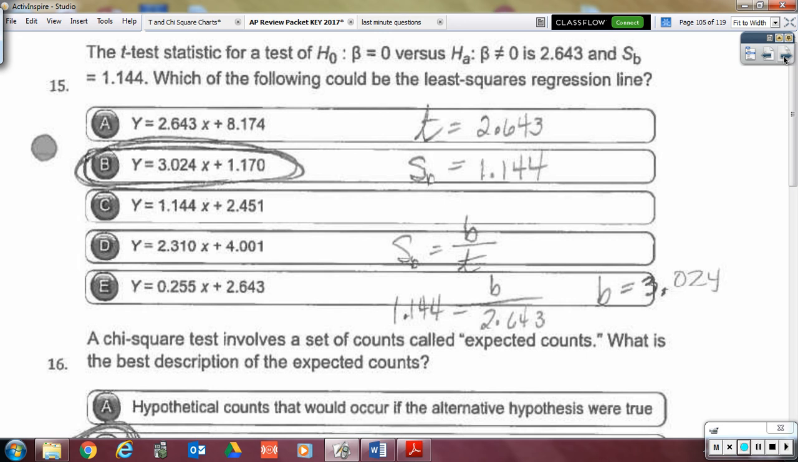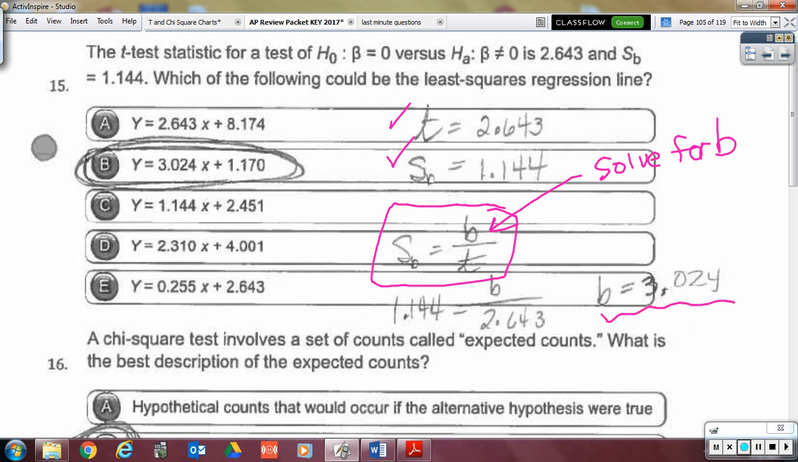Okay, so here's another one where S of B equals B over t was what you needed, because they give you t, they give you S of B. So since they give you 2 out of these 3 things, you can solve for the sample slope. And so I do that. I plug in the values and I get that the sample slope is 3.024. Then I know my answer. It's got to be that one right there because that's the one with that slope, 3.024.